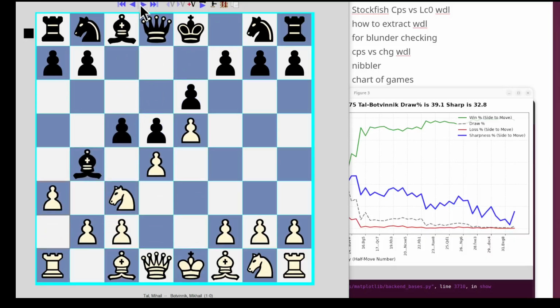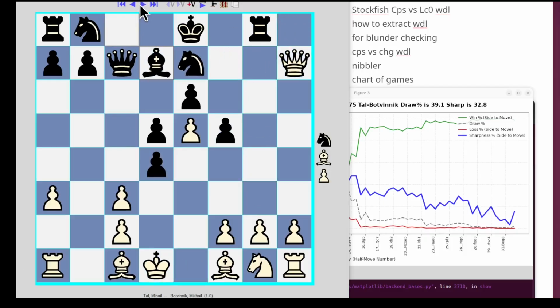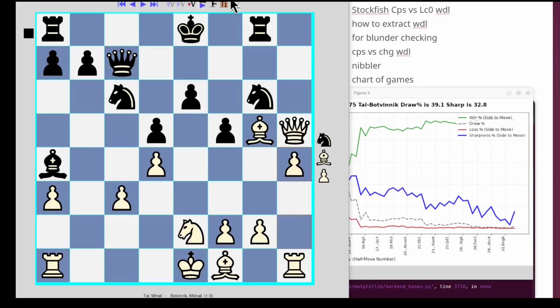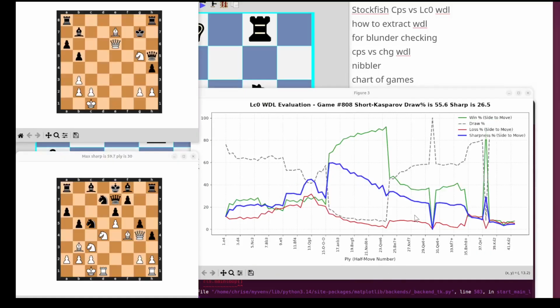Oh, it's a French winner. No wonder. Okay, so obviously the opening you play makes a big difference. This obviously is a sharp game. If you made a blunder in this game, no problems whatsoever. And before I close out, we might have a look at one other game, which is 808, Kasparov-Short, or Short-Kasparov in this case.